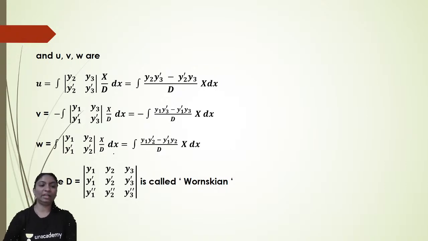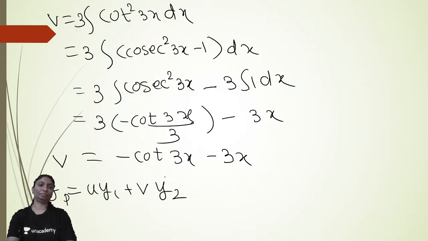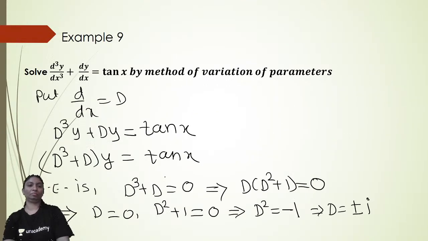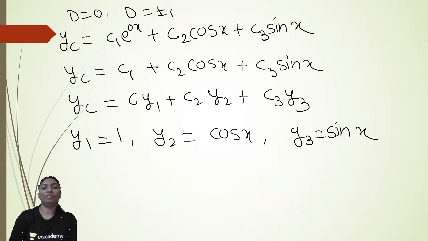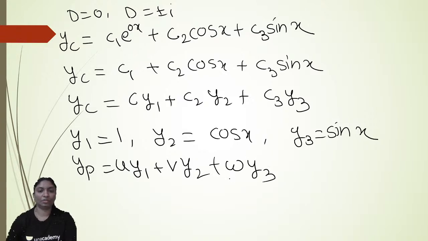Where D is the Wronskian of y1, y2, y3, y1 dash, y2 dash, y3 dash, and y1 double dash, y2 double dash, y3 double dash, that we will calculate first. So our yp is equal to u y1 plus v y2 plus w y3. For that we require u, v and w, so we will calculate D first.